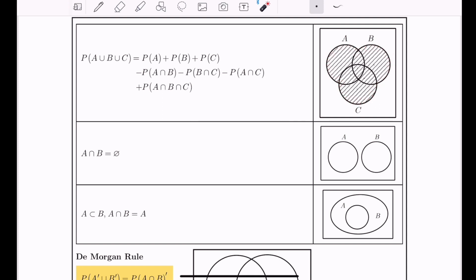What does it mean by A intersect B equals the empty set? It means there is no intersection between A and B. If A is a subset of B, it also means A intersect B equals A, meaning the whole of A is within event B.